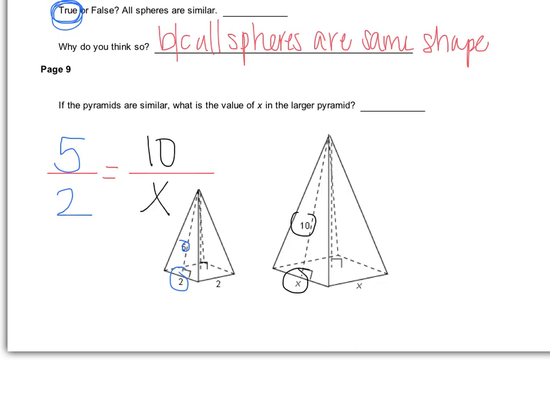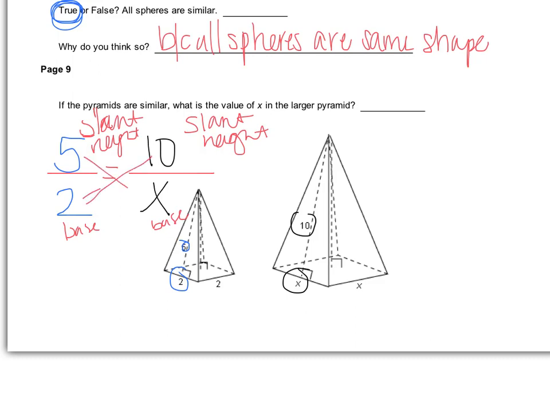Because whatever goes on top, these two have to have something in common. So both 5 and 10 are our slant height. And I think it's very important to label your proportions, because then you make sure that you get them accurately drawn. And then both of our bottoms, 2 and x, they're part of the base, so that's what they have in common. So to actually solve this, all we need to do is cross multiply and divide.